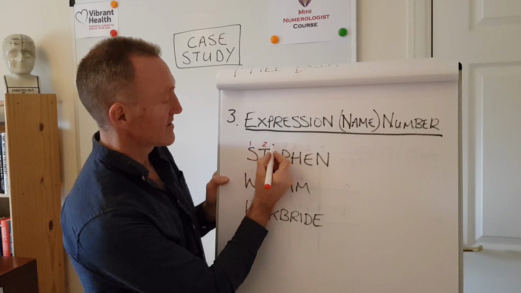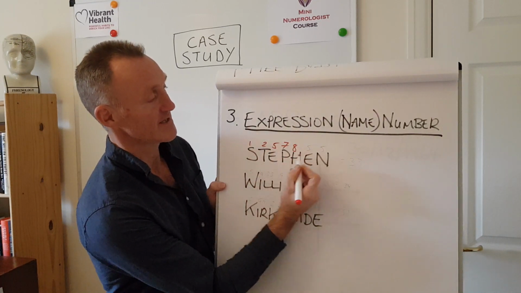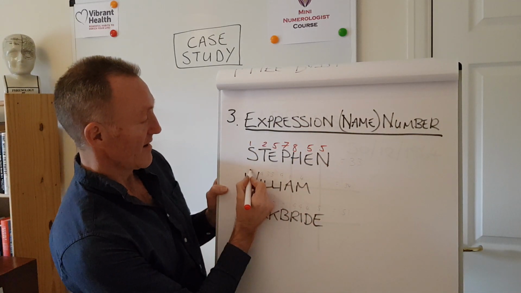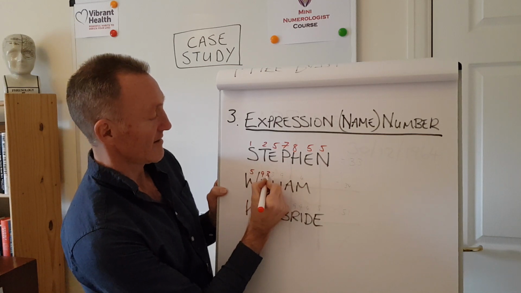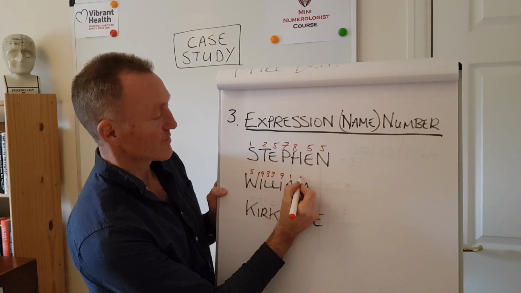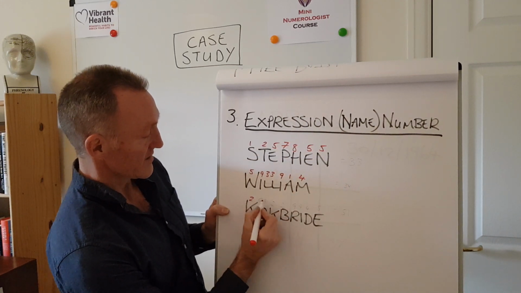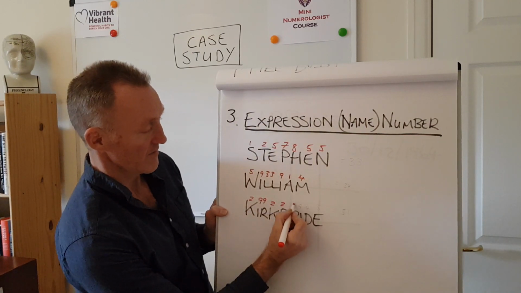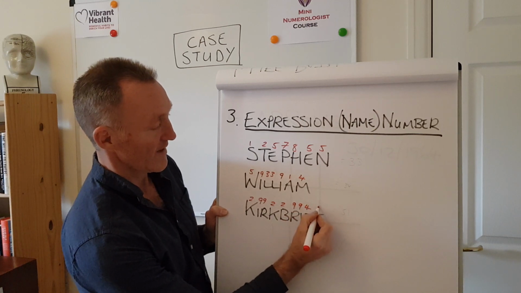S is 1, T is 2, E is 5, P is 7, H is 8, E and N are both 5. William, W is 5, I is 9, the L's are 3s, another 9 for the I, A is 1, M is 4. Kirkbride, K is 2, I and R are 9, another K 2, B is 2, I and R are 9, D is 4, E is 5.